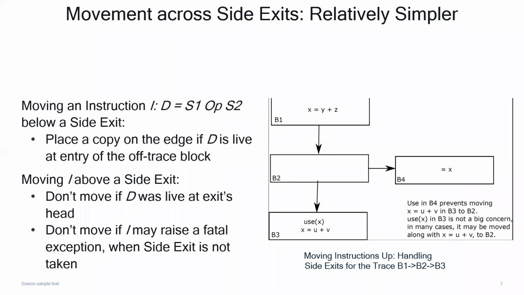Movement across side exits is relatively simpler. So, consider this trace B1, B2, B3, and B2 is a side exit of the trace. That means there is a non-trace successor of B2, that is B4. Suppose we want to move x equal to y plus z below B2, for instance to B3.